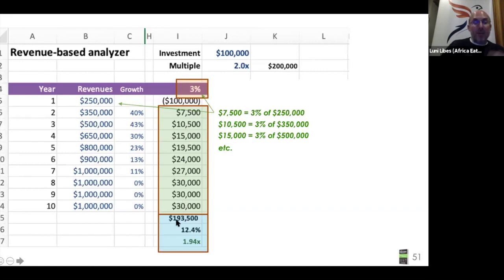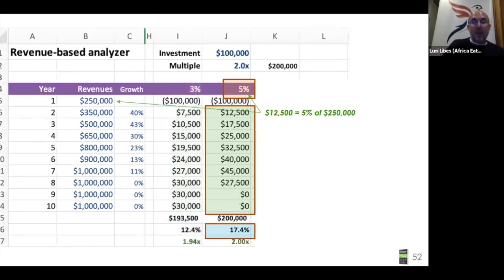And at the bottom, it will sum up what the total is over 10 years. And in this case, it's not quite as much as we were hoping for. And this row here computes the internal rate of return. So this would be a 12.4% deal if you took it. But it's not our 2x that we were aiming for, so let's keep trying.